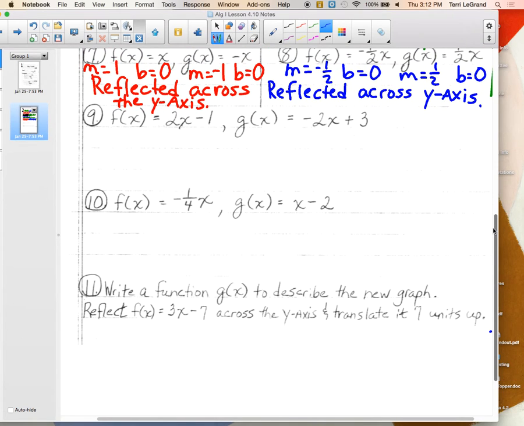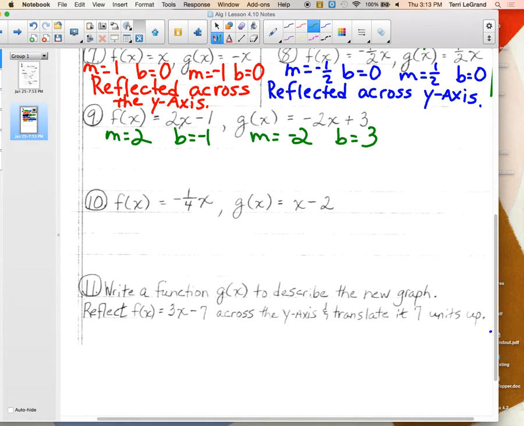Okay. How about number 9? What's going on in number 9? M equals 2, B equals -1. M equals -2, B equals 3.